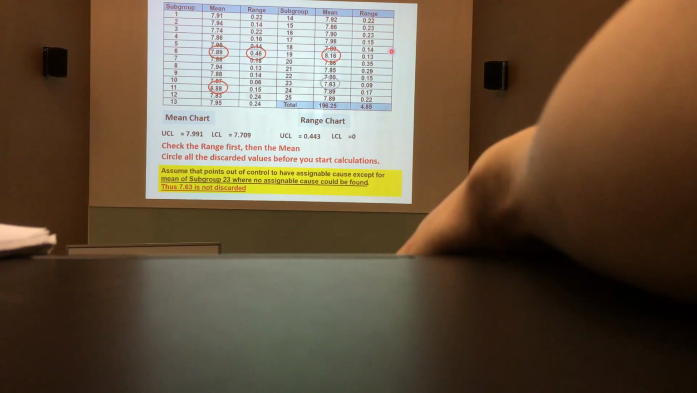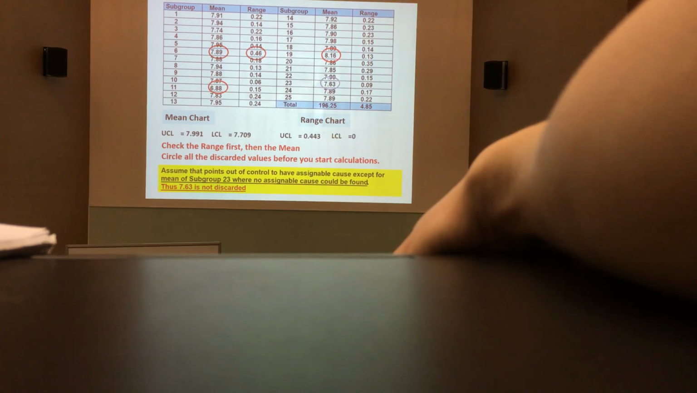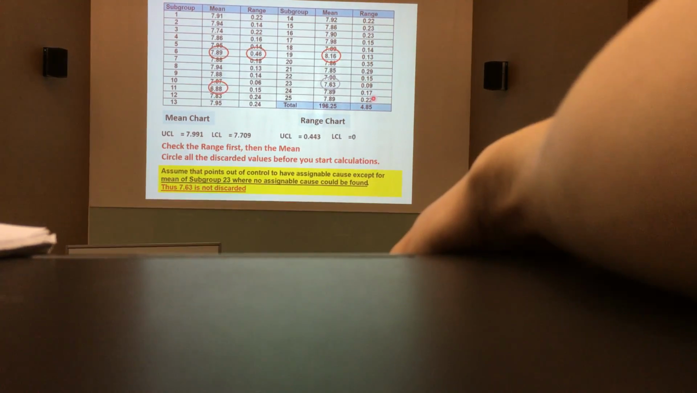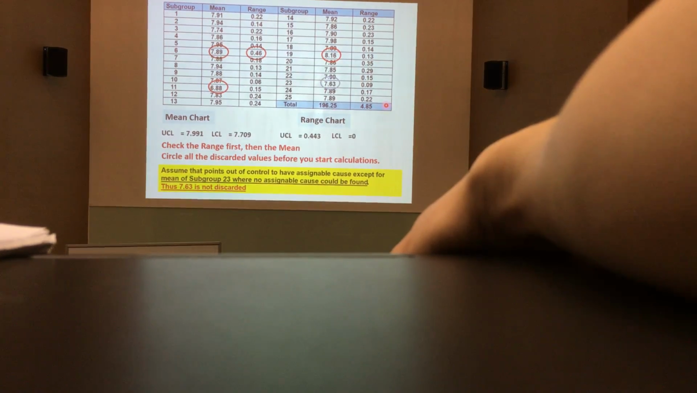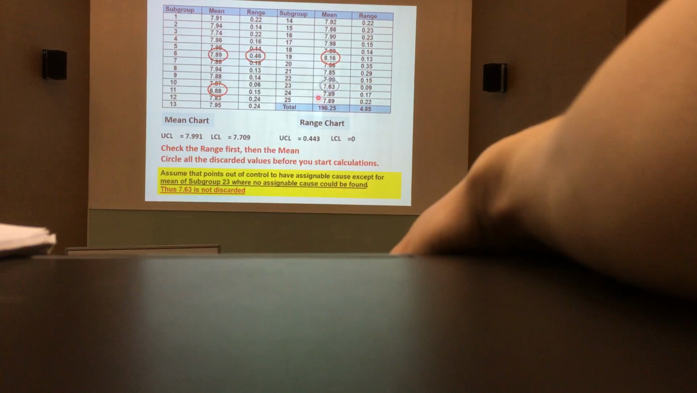So you need to look at the information that is given. I can give you a question where I have an extra column over here with remarks that tell you which one has a problem. So you need to take note of that. For this question, this value here you cannot throw away, because there is no assignable cause.